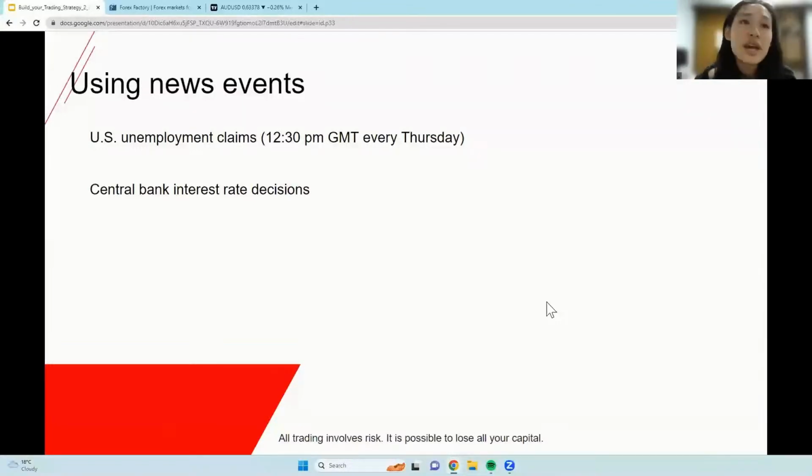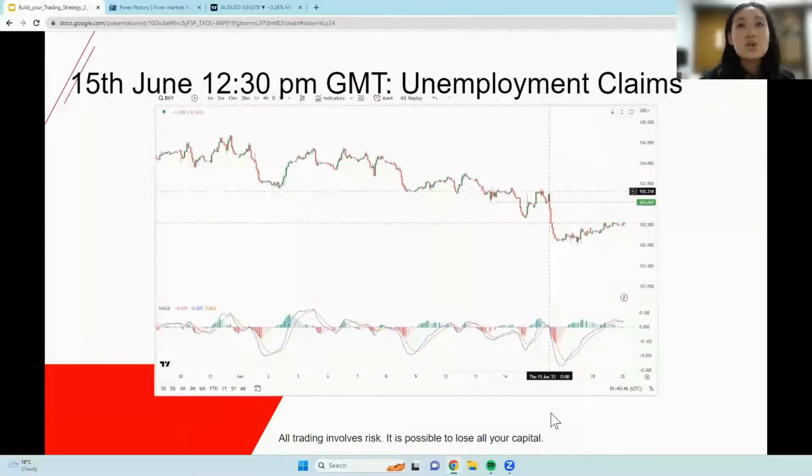So firstly, if we look at the different news events, bringing us back to our first point where I mentioned that when you're day trading, it's really important to look at your fundamentals and take a look at your economic calendars. So in this example, we are using the US unemployment claims, which occur at 12:30 p.m. GMT every Thursday. We also have the central bank interest rate decisions.